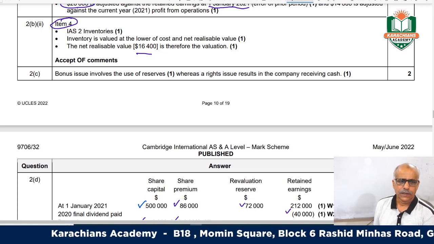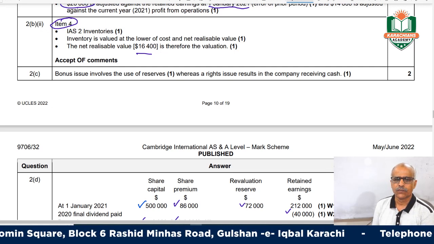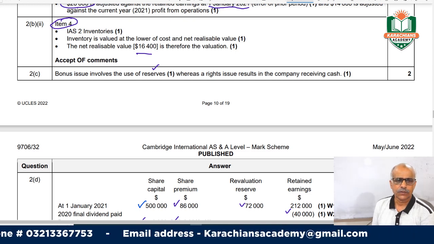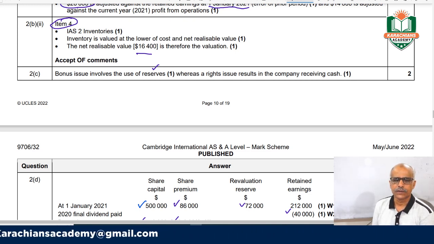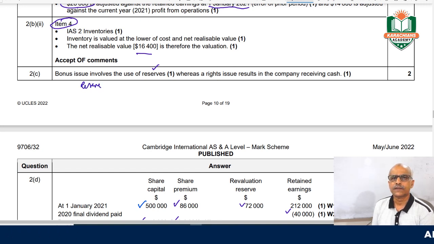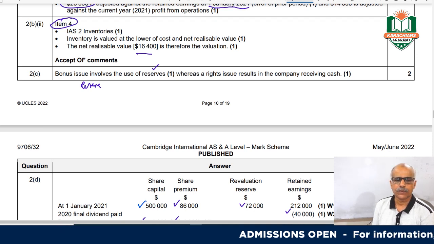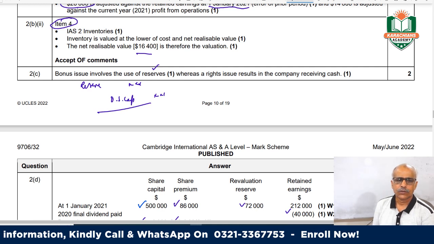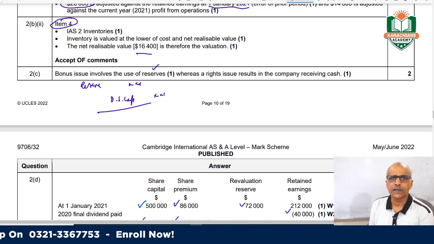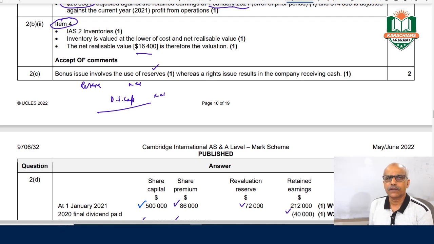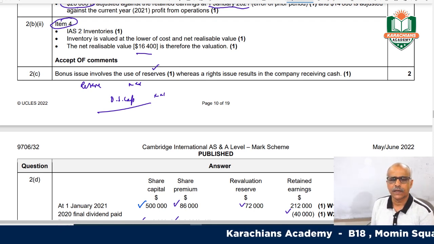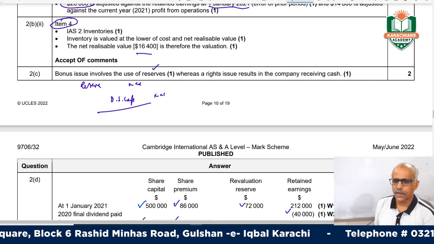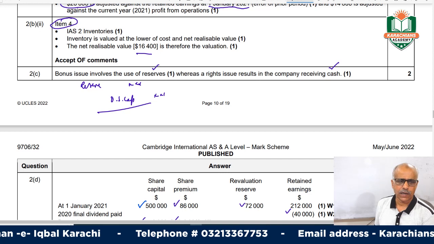You can see what the marking scheme is saying. Bonus issue involves the use of reserves. As I have told you, you can issue from retained earnings or from reserves. So your reserves you debit, and reserves means revenue reserves, not capital reserves. You can pay from revenue reserves, and ordinary share capital is credited. It involves use of the reserves, but there is no change in total equity. Reserves get reduced and capital gets increased. So no change in your equity, whereas a rights issue results in the company receiving cash. This I have already explained.